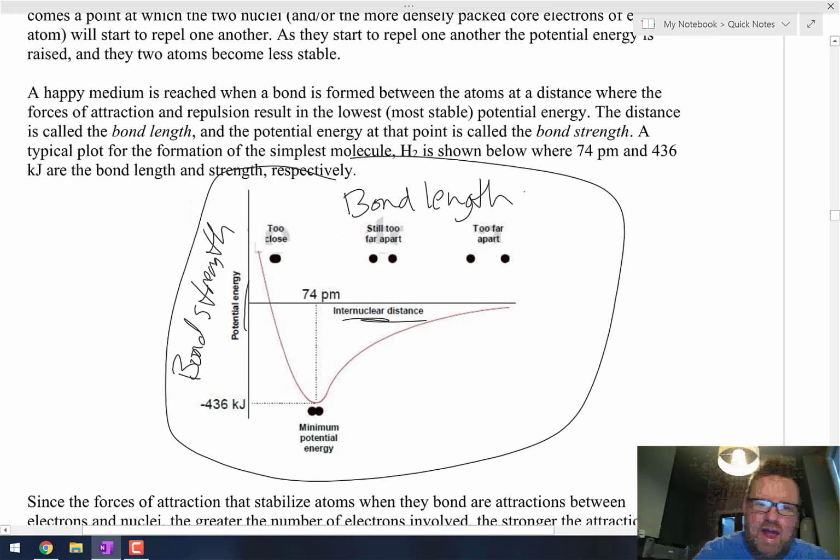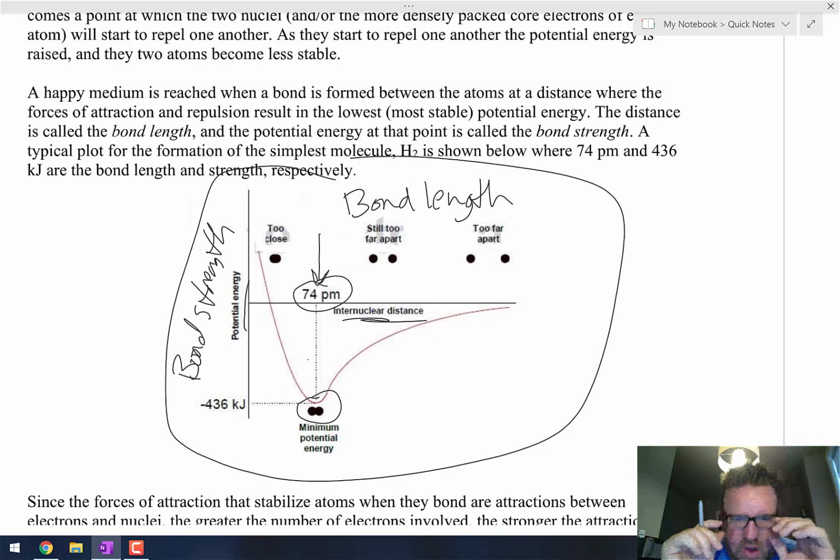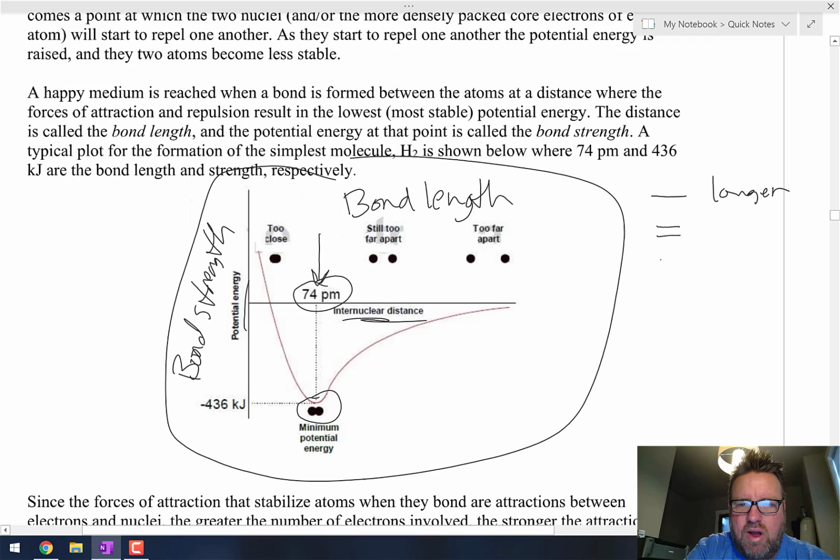Basically, atoms get close enough that the electrons of one atom are attracted to the protons of the other atom, and vice versa, but not so close that the electrons repel each other and the protons repel each other. You find a spot where that internuclear distance, or the bond length, and the bond strength are at the most energy efficient spot. Now, a lot of things can affect the bond length. Of course, a single bond is longer, a double bond shorter, and then a triple bond is going to be shorter still.